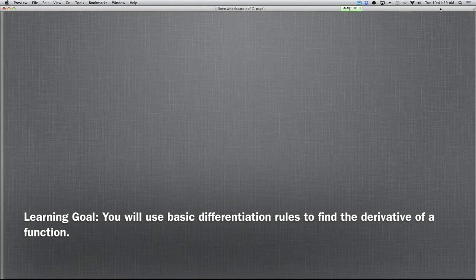Okay, today we're going to define the derivative of functions using basic differentiation rules. But up to this point, how do we know how to find the derivative? What do we use? The limit of the difference quotient.